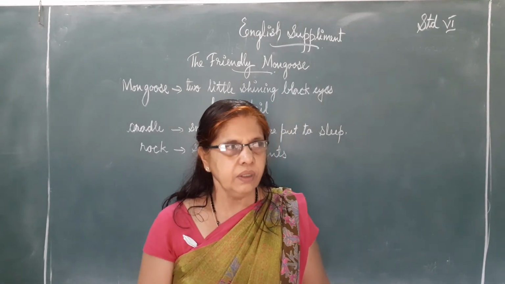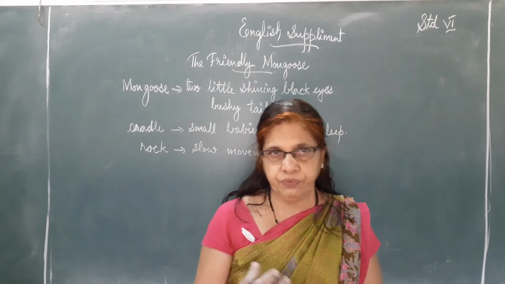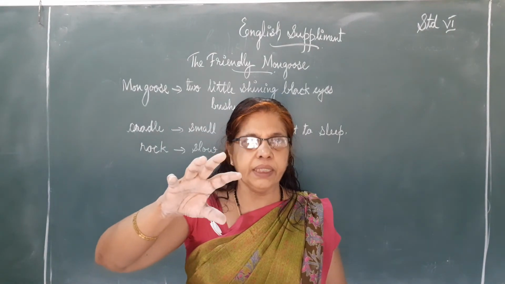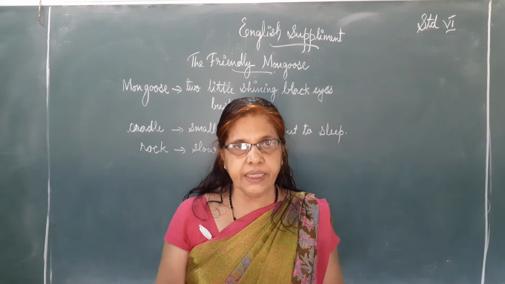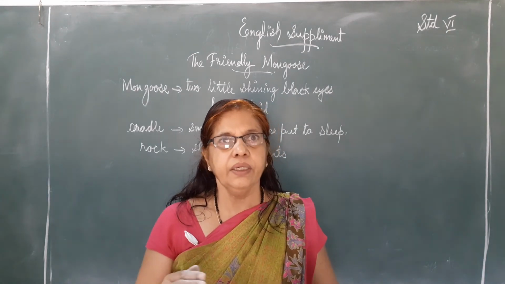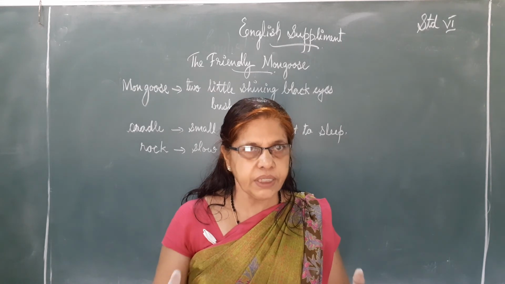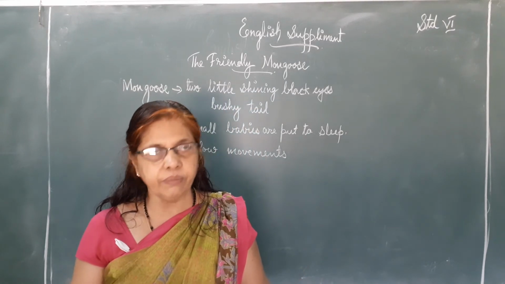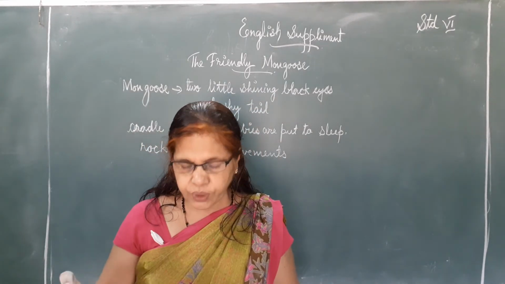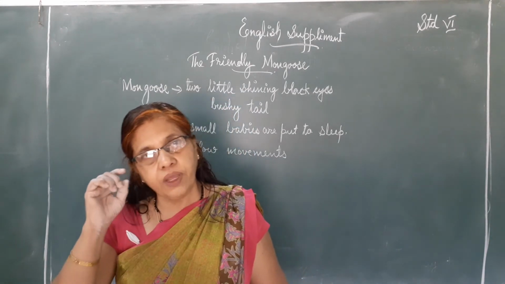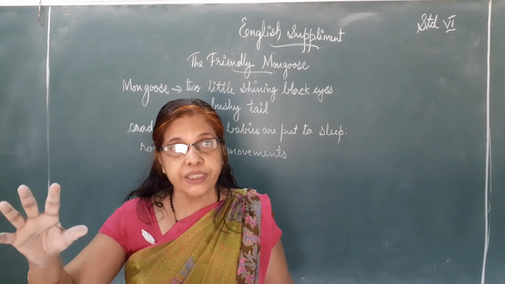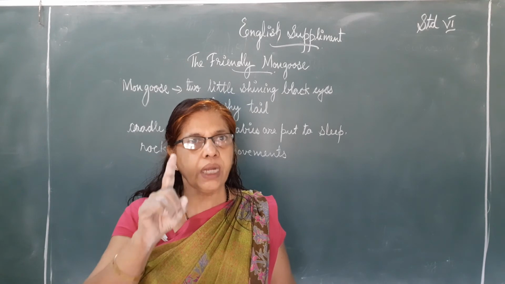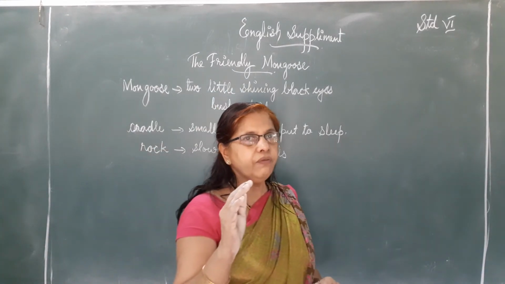From this we can also take some good lessons. If you have seen something, don't jump to the conclusion that something went wrong. You have to check what happened. Only then come to a conclusion. Without checking the proper facts, don't come to a conclusion. That is the moral we get from this beautiful story, The Friendly Mongoose. We always have to think and check the facts.